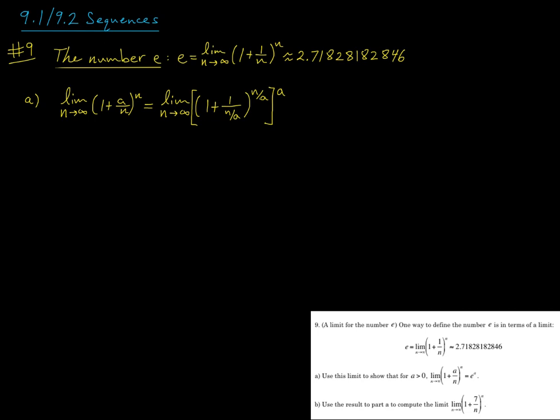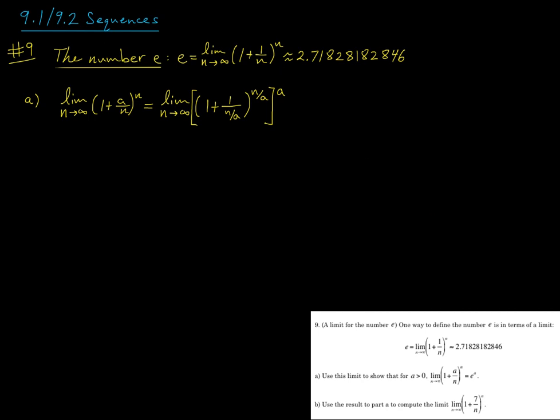All right, so why am I doing this? Well, the key here is that since a is a positive number, this quantity n over a will approach infinity as we let n approach infinity. So I have 1 plus 1 over something blowing up, all raised to, well, this thing, which is also blowing up. So that's essentially this limit that I see above.